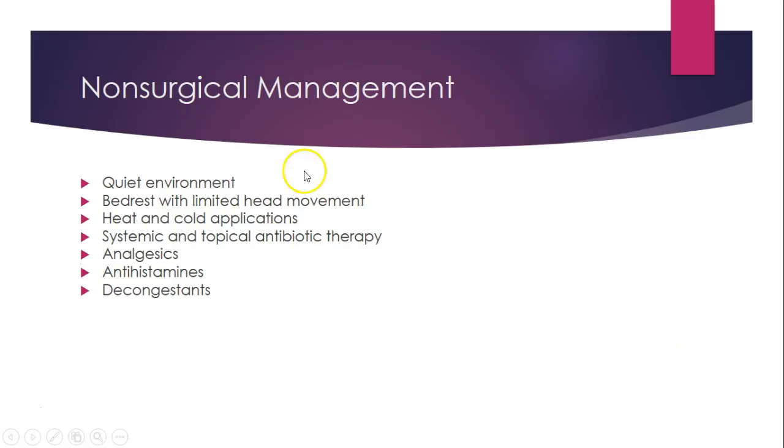Management: quiet environment, bed rest, and limiting head movements so they don't get the vertigo. You can do heat or cold applications, whatever feels better to them. Antibiotic therapy is usually a hallmark of this if we think it's bacterial in nature. Analgesics and antihistamines are a good one because oftentimes it's plugging of a eustachian tube, and if you can get that to relax and open up, then that fluid will flow through there better. Same thing with the decongestants.